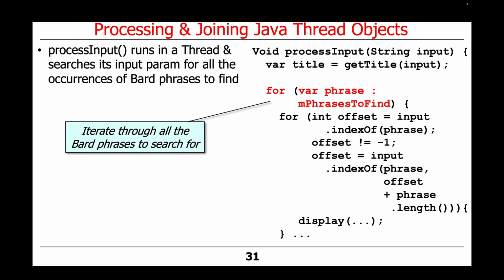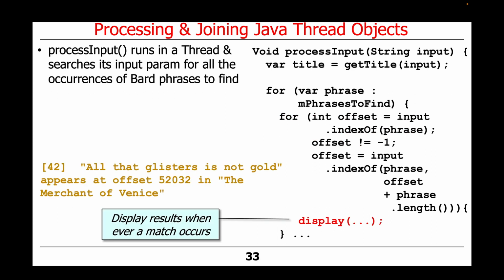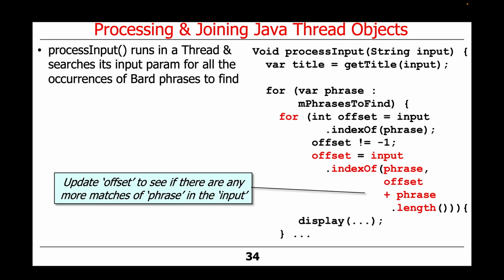At this point, the process input method uses a Java forEach loop to iterate through all the barred phrases to search for. It uses a nested for loop, which calls the indexOf method on the input string to search to see how many times a phrase appears in the input data, if at all. In this case, if the return value from indexOf is not equal to -1, that indicates a match. Whenever a match occurs, it's displayed to the standard output. The for loop then updates the offset variable to see if there are any more matches of the phrase in the input string. And this continues until there are no more matches and no more phrases.